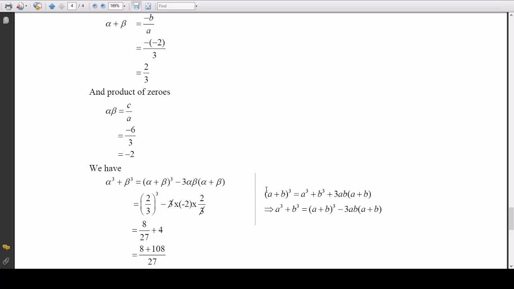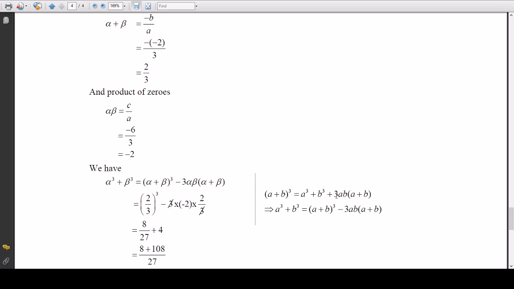Now how will we express alpha cubed plus beta cubed in the form of alpha plus beta, alpha beta? We will again refer to the identity (a plus b) whole cubed. The expansion is a cubed plus b cubed plus 3ab(a plus b). Sometimes we write a cubed plus 3a square b plus 3ab square plus b cubed. Both of these are the same expansion of (a plus b) whole cubed. Now what we need is a cubed, b cubed.